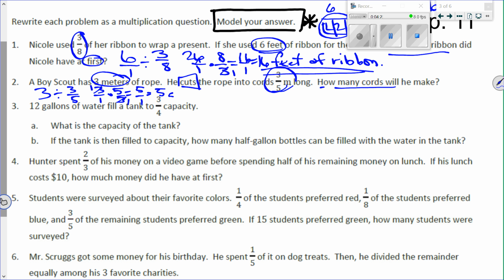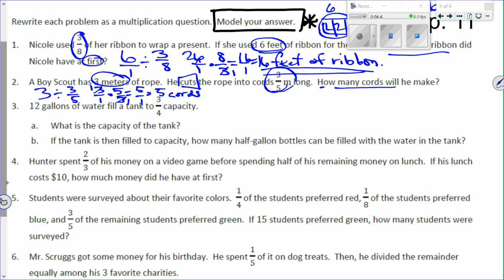That is 5 cords. Why did you cross it out though? I reduced. How? Because I have a 3 on top and a 3 on the bottom, so I can divide them both by 3. So he can cut 5 cords.